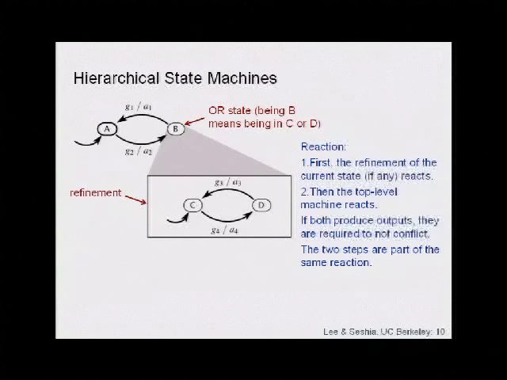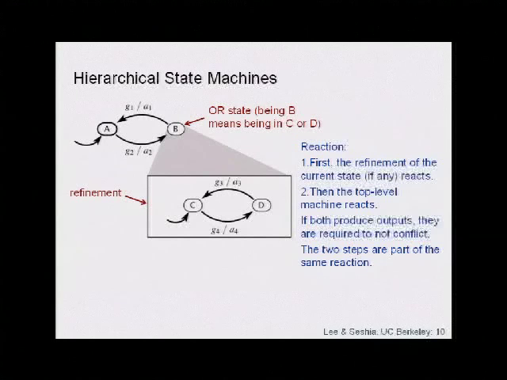Okay, and so B is called an OR state, because when you're in state B, it means you're in one of the states in the refinement. Okay, you're either in state C or you're in state D. And C and D have a similar picture, right? There's a guard and there are associated actions.